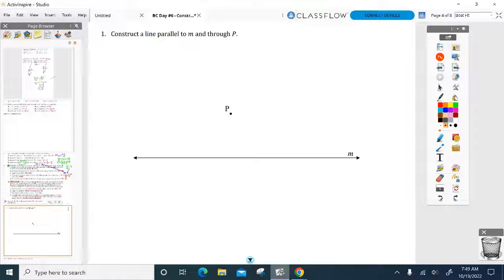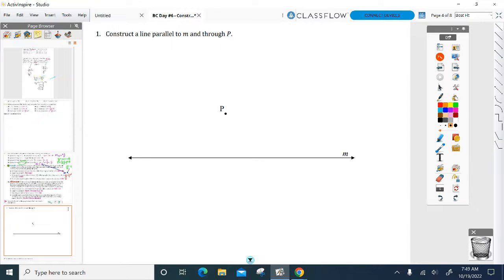Got to teach you guys how to do a parallel line with your compass and straight edge. So here's what you'll be given: a line and a point. I need a line that's parallel to M but going through P. So we should end up, not like that obviously, but something like this at the end of our construction. Got to go through P, parallel to M.